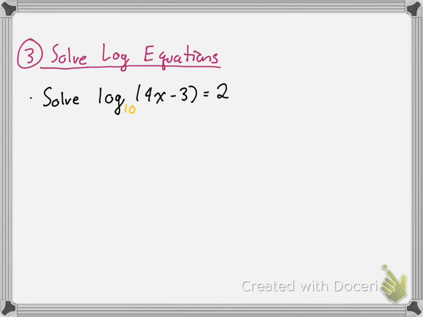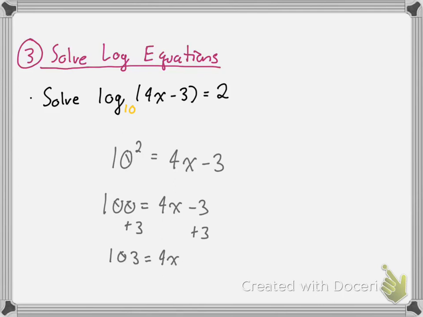How I'm going to solve from here is I'm going to use my knowledge from the beginning of this unit, changing something from logarithmic to exponential form, and then solve from there to get rid of that logarithm. So log base 10 of 4x minus 3 equals 2 can be rewritten as 10 to the second power equals 4x minus 3. From here, I can solve. I know that 10 squared is 100, and now I have just a basic algebra 1 problem. I'm going to add 3 on both sides. I'm going to divide both sides by 4, and I'm left with x equals 103 over 4.